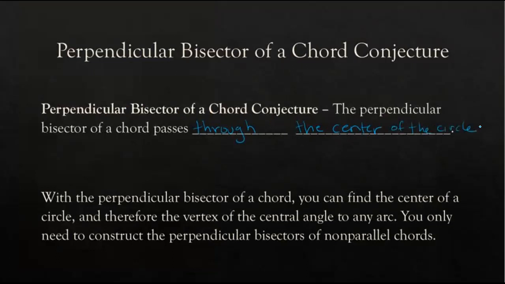With the perpendicular bisector of a chord, you can find the center of a circle. Therefore, you could find the vertex of the central angle to any arc. So really, you need only to construct the perpendicular bisectors of non-parallel chords to help you with anything you're doing in the circle.